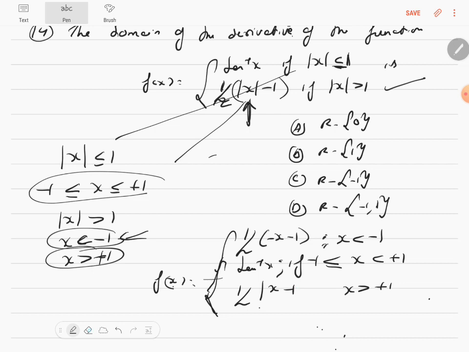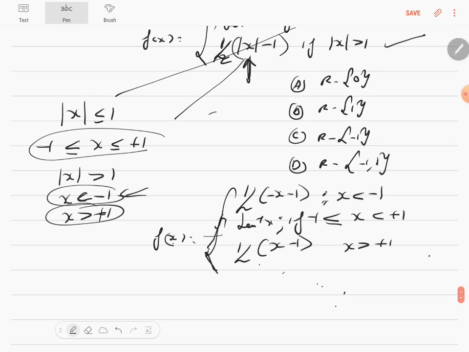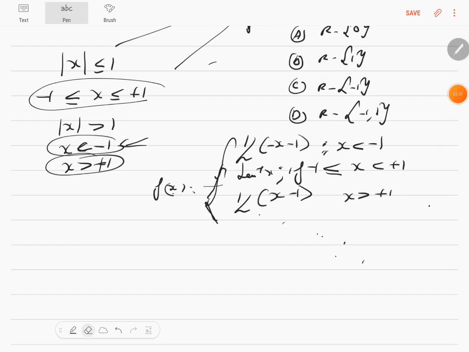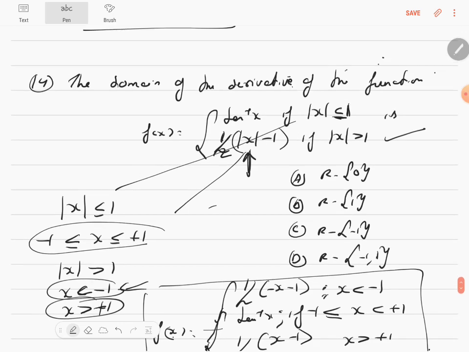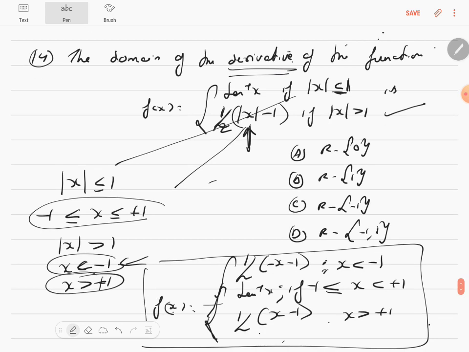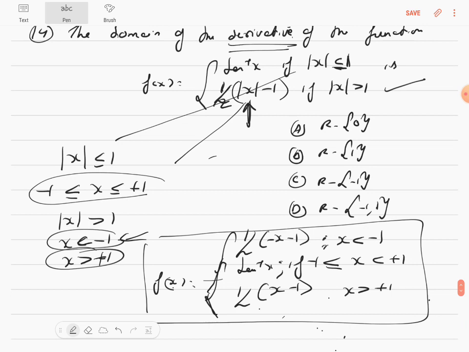Half of the mod function goes away because you know that it's positive and negatives has been defined, so it's x minus 1. So this is how we redefine the entire function. So now that we have redefined the function to be like this, the question is the domain of the derivative of the function. When they say derivative, it means the first order derivative, for which the function has to be differentiable.